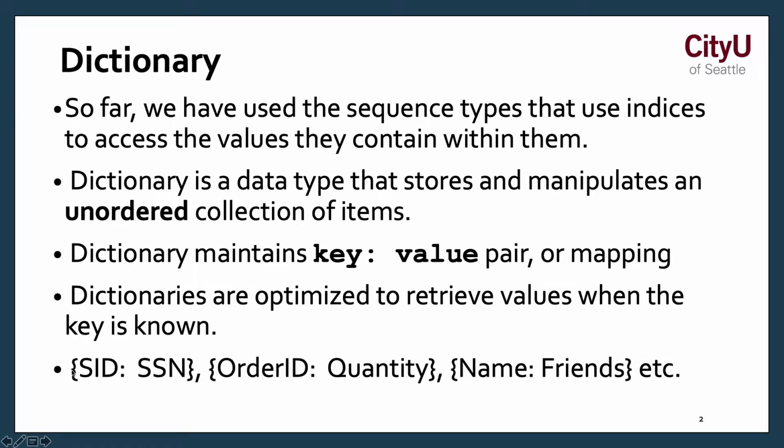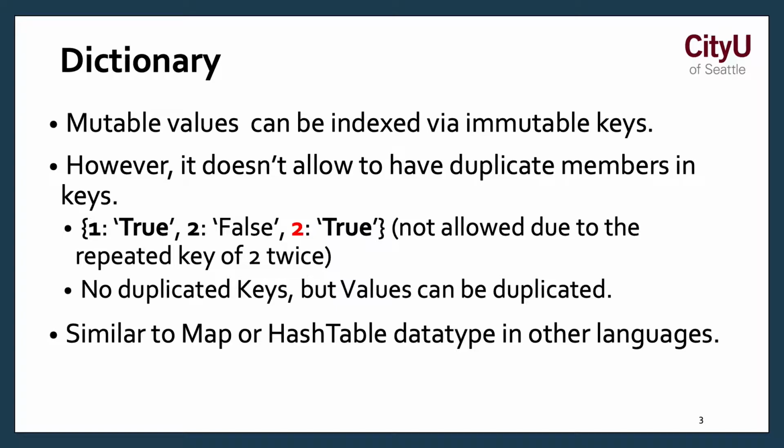Example below: let's say student ID number and SSN, order ID, quantity, name, and friends. Other examples you can do are first name Clark, last name NGO, which is my last name. You can also do that kind of pairing in lists, but it's harder to maintain, so we'll be using dictionaries.